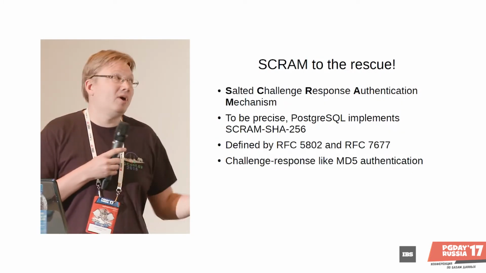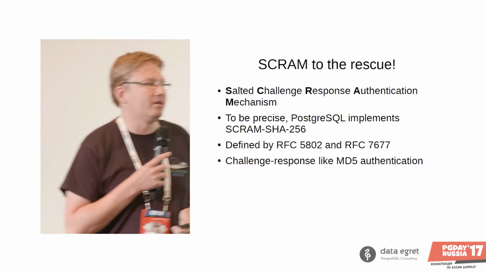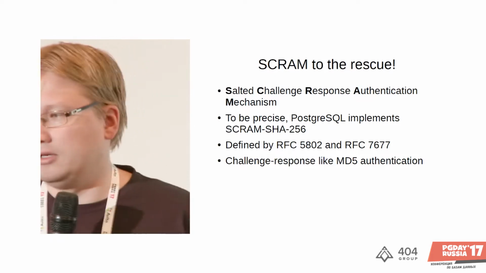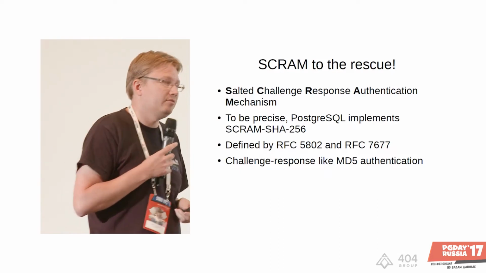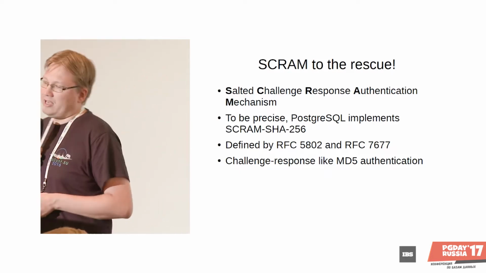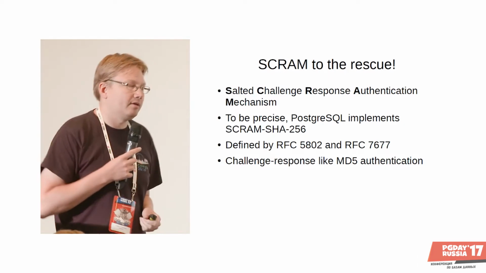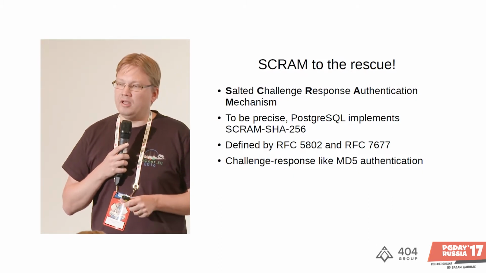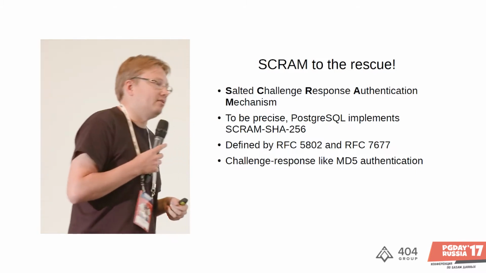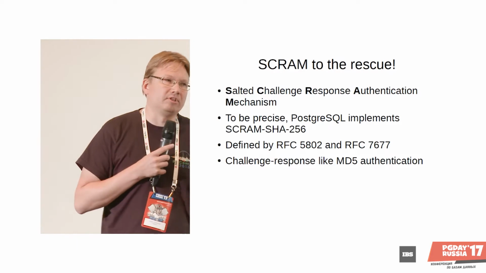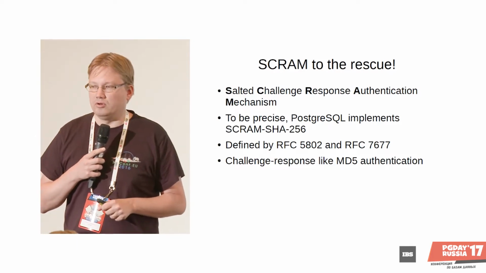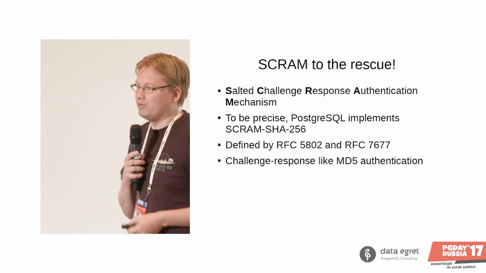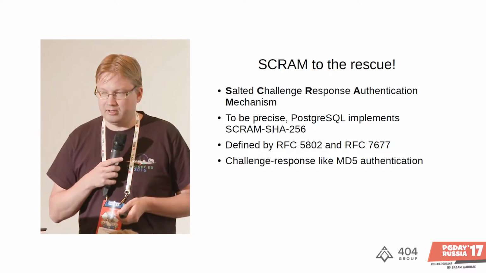So that's why we decided to add a new authentication method to eventually replace MD5, and it's called SCRAM. It's defined in these RFCs. If you Google for them, you'll find the specifications. It's a challenge-response method like the MD5 authentication, and it stands for Salted Challenge Response Authentication Mechanism. To be precise, we implemented a variant of that called SCRAM-SHA-256. The original plain SCRAM protocol uses SHA-1 as the hash algorithm, but otherwise it's exactly the same. We just decided to go straight to SHA-256 because it's more modern. Might as well skip the SHA-1 implementation.